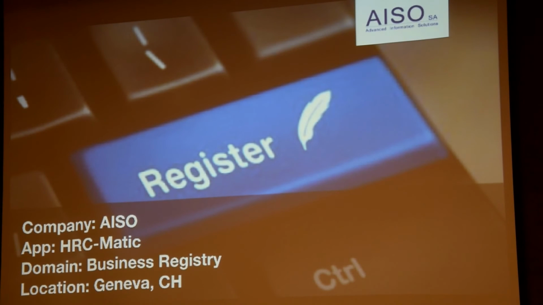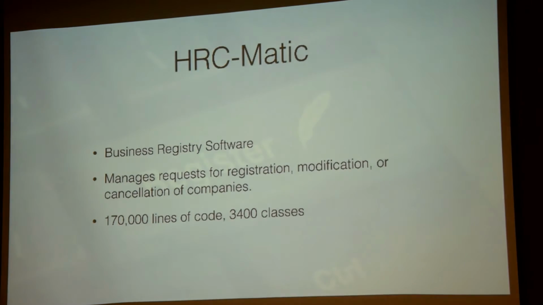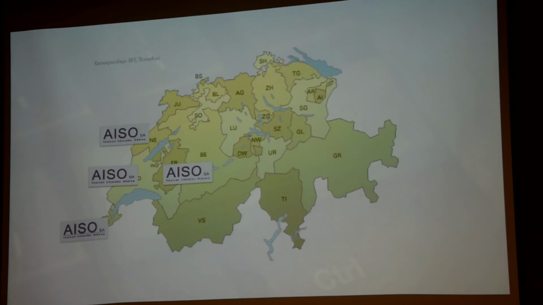Now the next application is used as a business registry software that's being used in Switzerland. And when you have a business, you have to register it. The address and the type of business that you're doing, the legal form, legal entity of your business, all of that has to be registered. And this was written by a company called ISO, and I work for them as a freelancer. And the application is currently being used in these 4 areas within Switzerland.